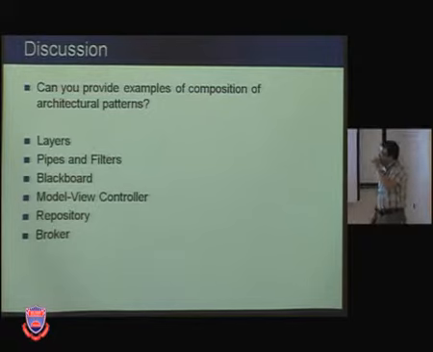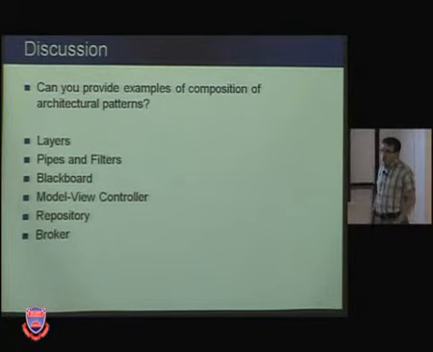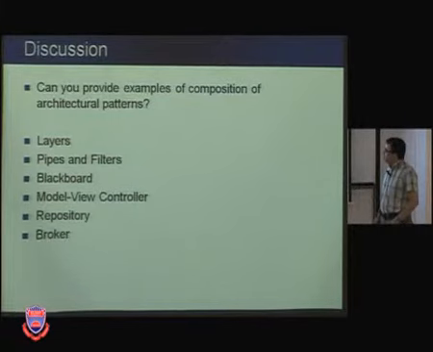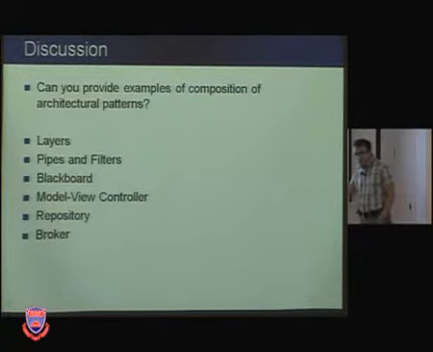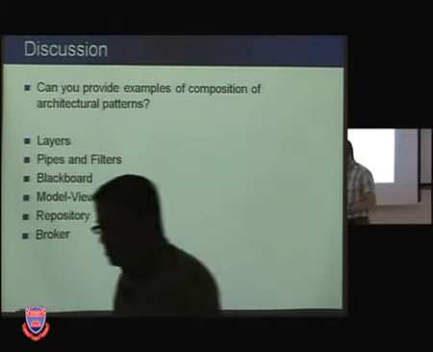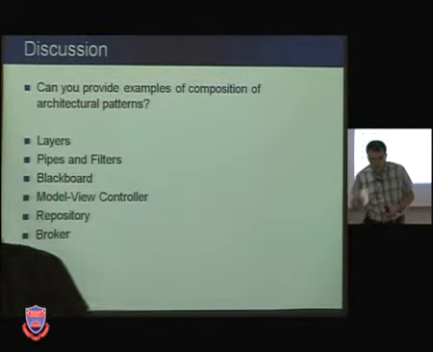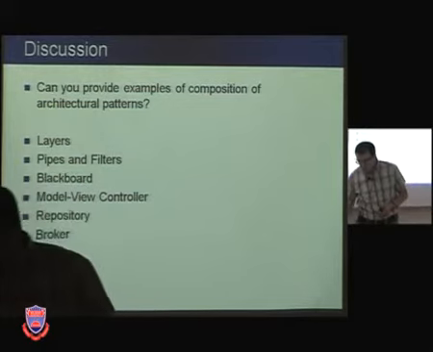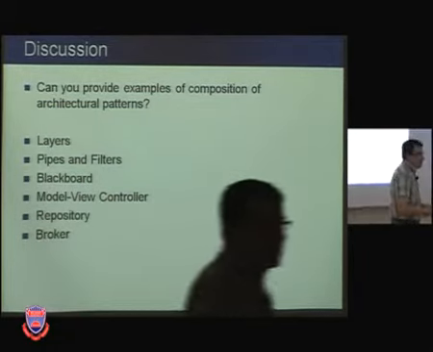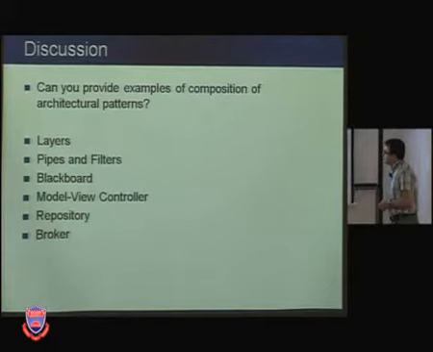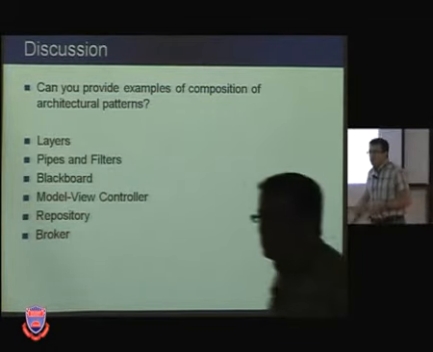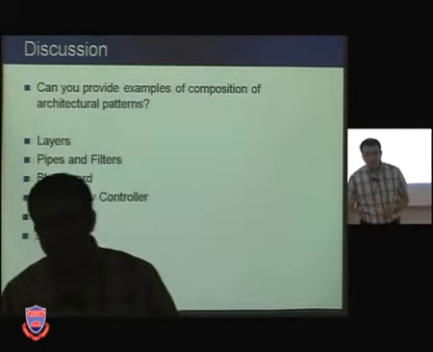Well, just as a mind exercise, considering these patterns that we have discussed, could you provide examples of composition of the following architectural patterns? Just give me one example, two examples. If I say I have a layer and blackboard pattern, what kind of composition would that be?